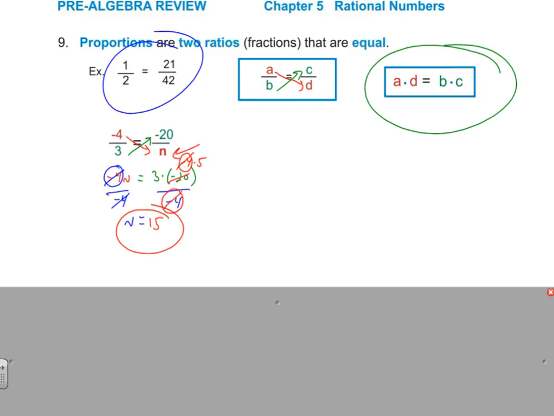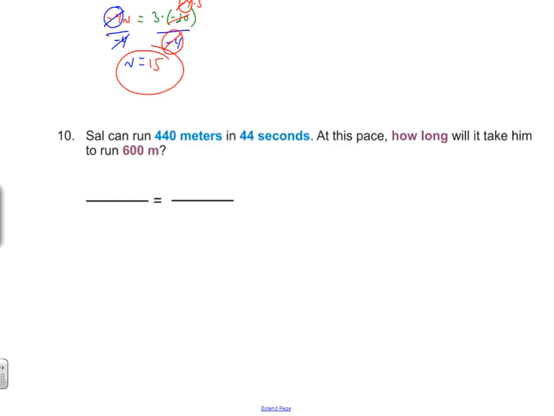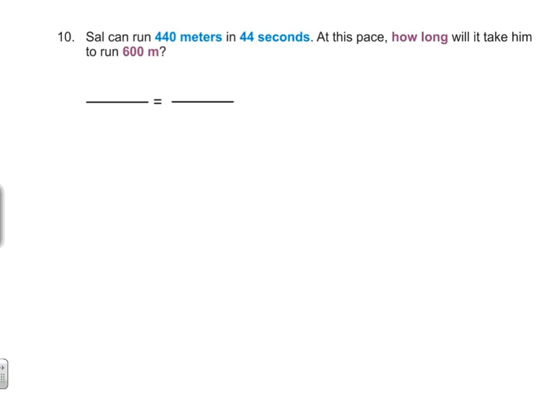So very, very handy to have the extreme times the extreme equaling the mean times the mean. That's how you want to solve a proportion when the variable is in the bottom. Now our last example, we're going to make a proportion and our variable will be in the top. So remember, I told you whenever you make a proportion, it's always best to put the variable in the top left. All right, so we got a word problem.